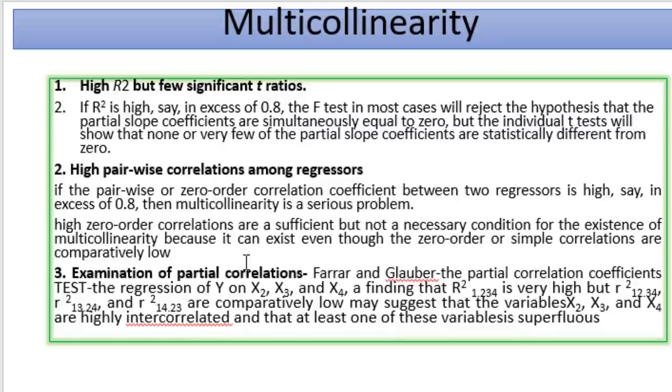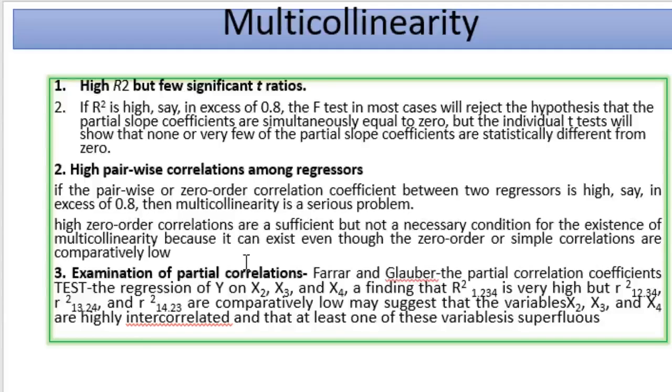The first one is high R square but few significant T ratios. We have already seen that if multicollinearity exists, then the T ratios will be insignificant, whereas the R square value will be very high. If this situation prevails, then we can say that there is the problem of multicollinearity. If the R square is, say, 0.8, the F test in most cases will reject the hypothesis that the partial slope coefficients are simultaneously equal to 0, but the individual T tests will show that none or very few partial slope coefficients are statistically different from 0.